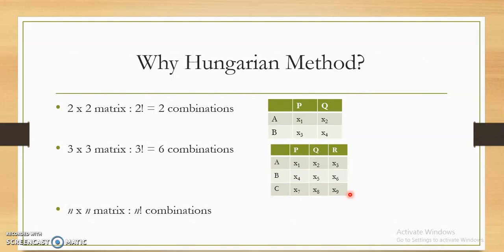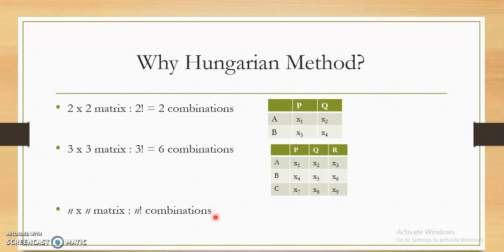Now, how many combinations are possible? If we try iterations, A to P, B to Q, C to R, this is one of the combinations. The second combination may be A to P, B to R, C to Q. So such combinations are possible. How many combinations are possible? Here, 6 combinations. Similarly, if you try for an n by n matrix, that means n resources and n activities, a huge number of combinations will be possible, and out of that we have to determine our objective value.